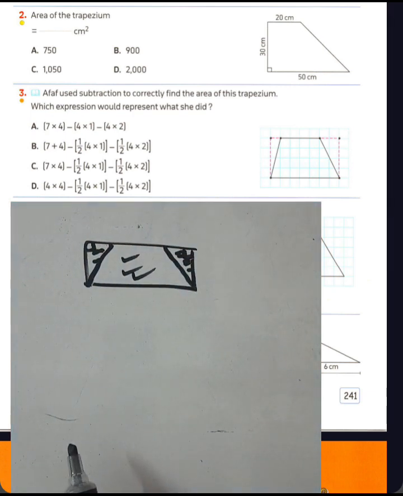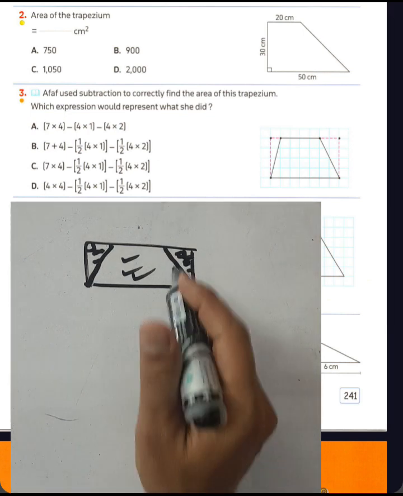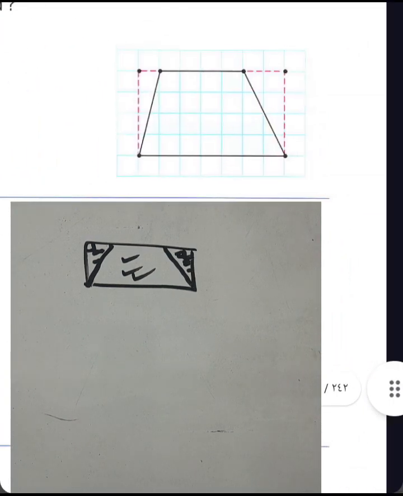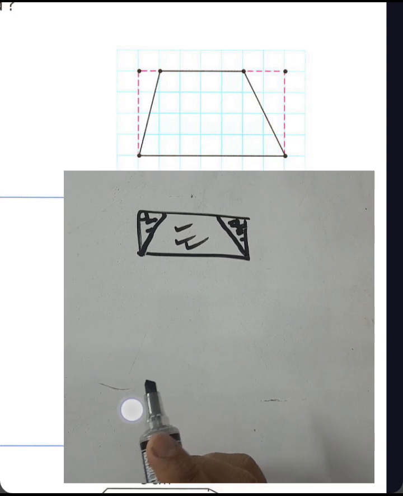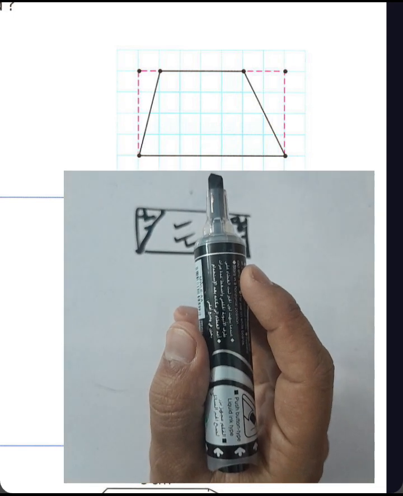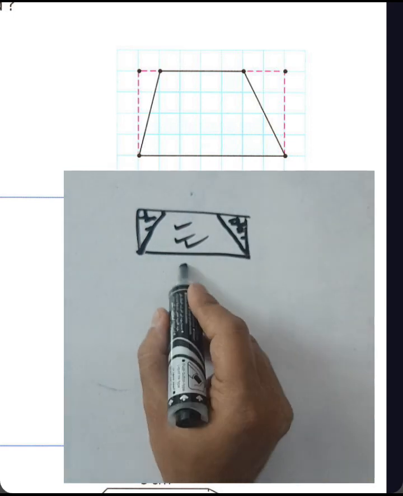First step, what must you know? We must know the dimensions of this rectangle. Count with me the units here. The base was what? How many parts here? Count with me: 1, 2, 3, 4, 5, 6, and 7. 7 units.